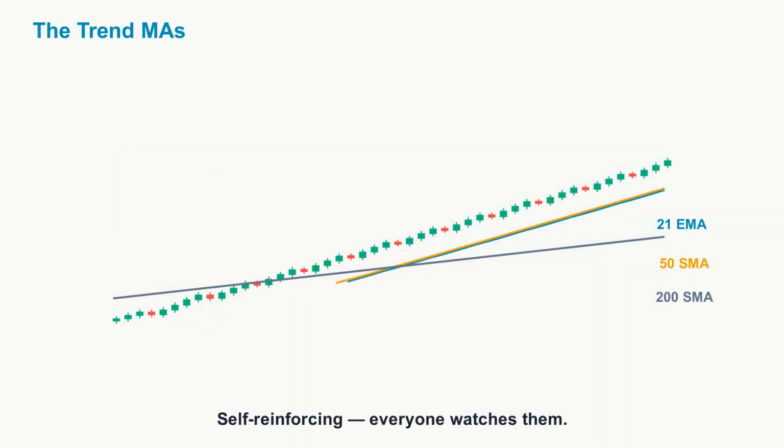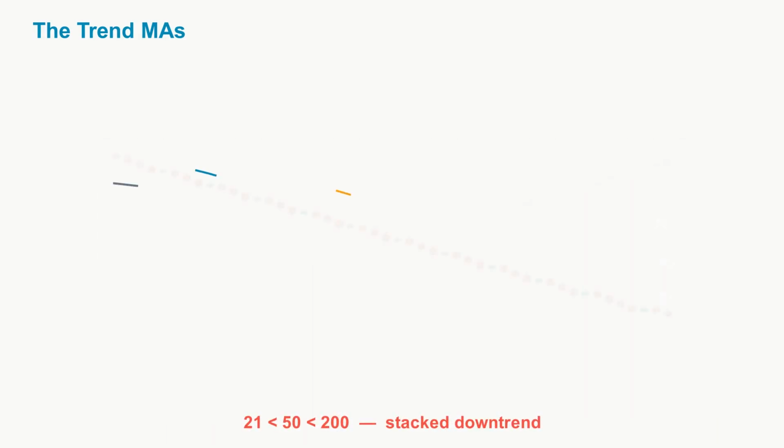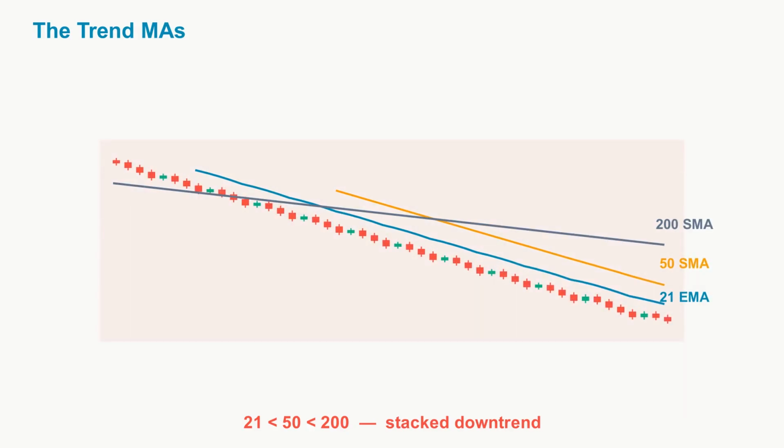None of these periods are magic. They matter because everyone watches them, making them self-reinforcing. When all three align, 21 above 50, 50 above 200, that's a stacked uptrend. Price above all three EMAs in order. That's the cleanest trend signal on a chart. Flip them, 21 below 50 below 200, and you have a stacked downtrend.